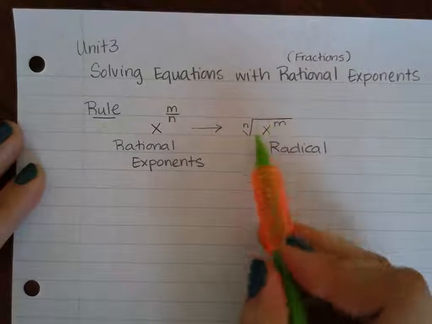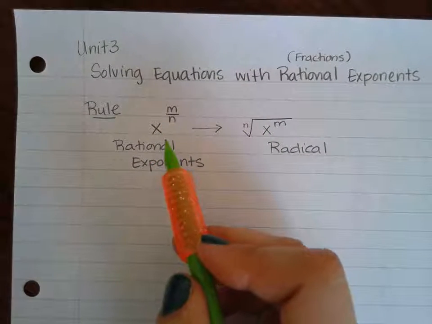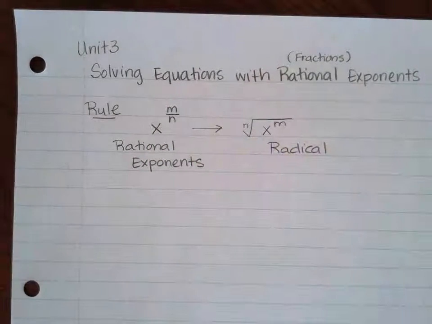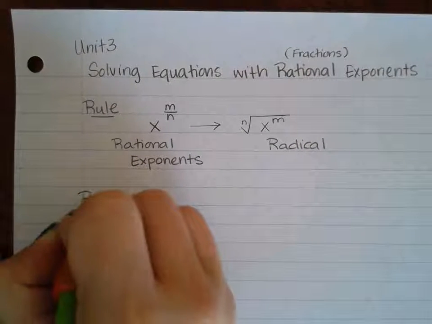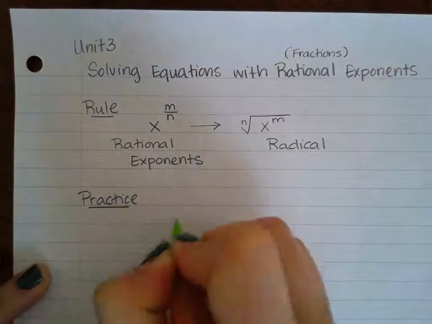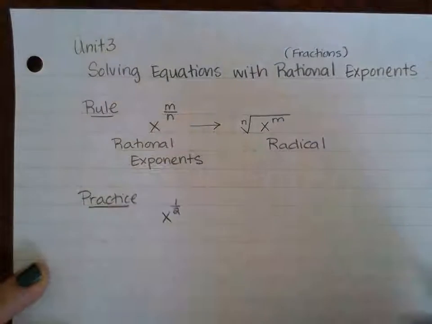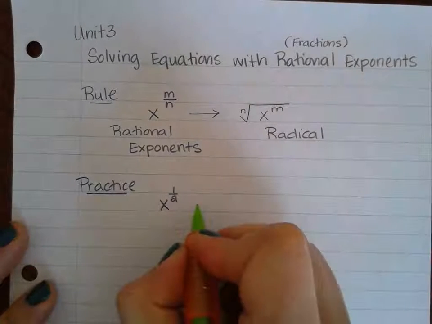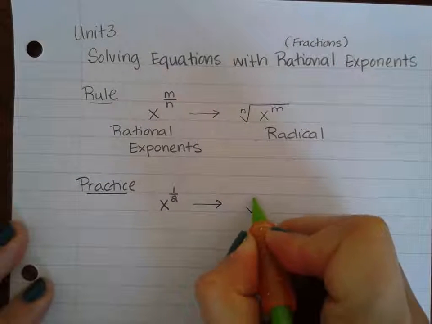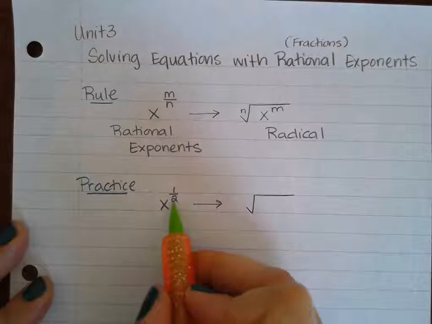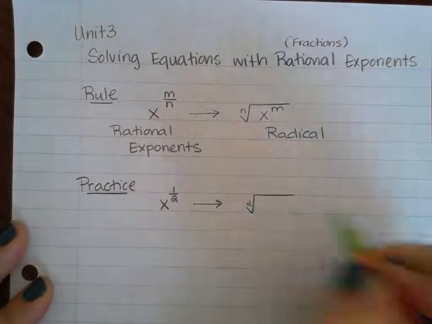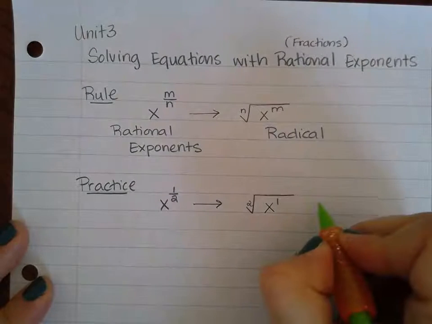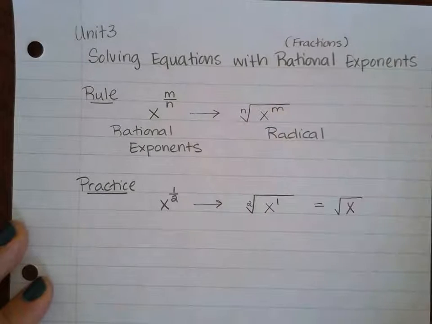Sometimes I'll give you radical form, you need to put it in rational form. For this video we're going to start in rational form and we're going to convert to radical form to solve our equations. So let's practice a little bit. Let's say that we have x to the 1/2 power. Let's convert that using this rule into radical form. So that means I've got to create a radical, and then the 2 goes in the index, and then the x is raised to the first power. So this is the same as saying the square root of x.